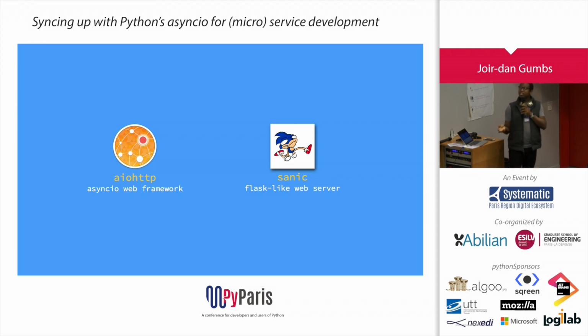Sanic's a little bit newer. It's not as mature yet. And it aims to be as Flask-like as possible. And it aims to be fast. Hence Sanic, he's got to go fast.